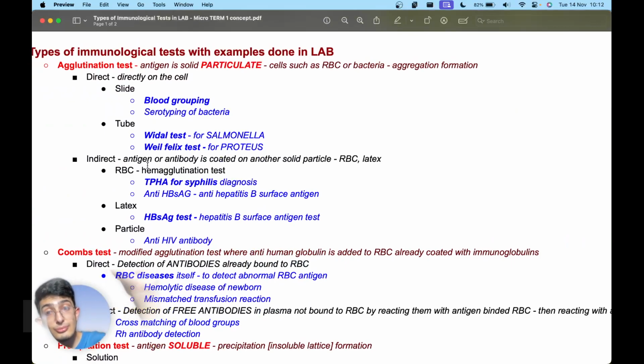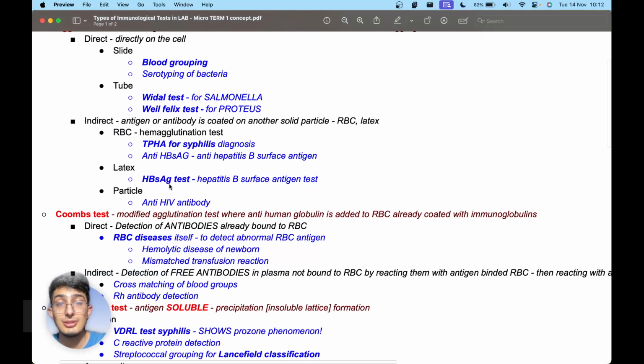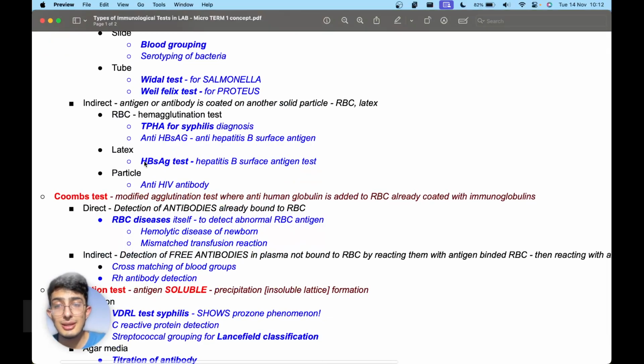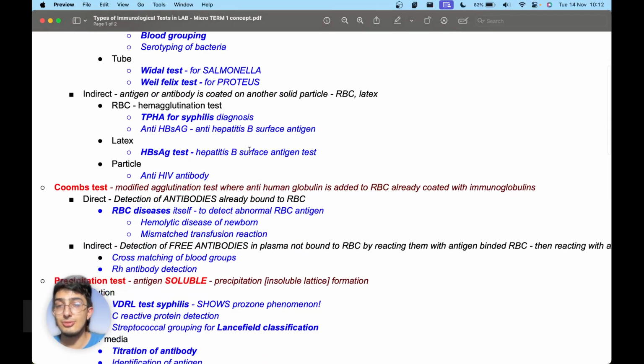But then, because it's not on a solid particle, we take it and add it to a solid particle. It could be an RBC, a latex particle, or any other particle. We add it to a solid particle to make it a particulate, or solid, antigen. Non-solid antigen: add it to a solid particle, make it a particulate antigen, and then do the agglutination test. This is known as the indirect agglutination test, right? Examples are the hepatitis B surface antigen antibody test and the TPHA test for syphilis, right?